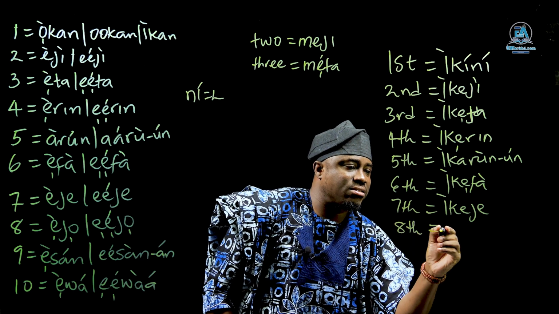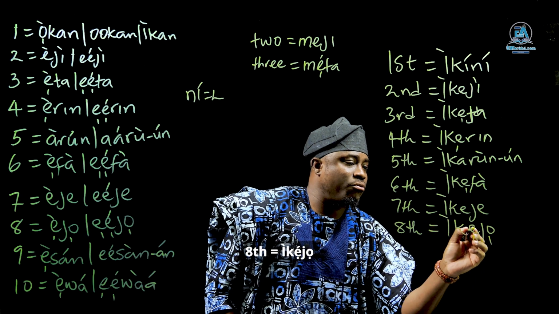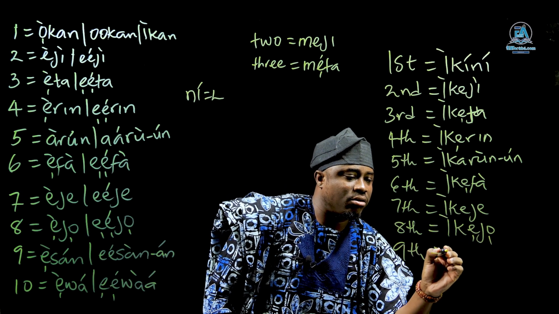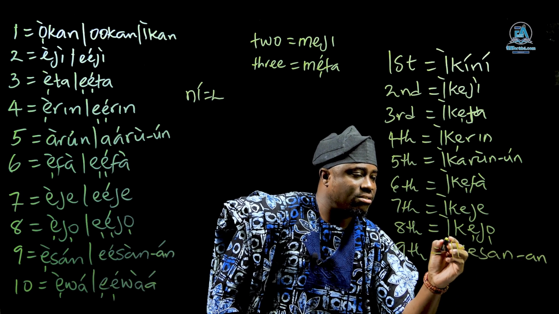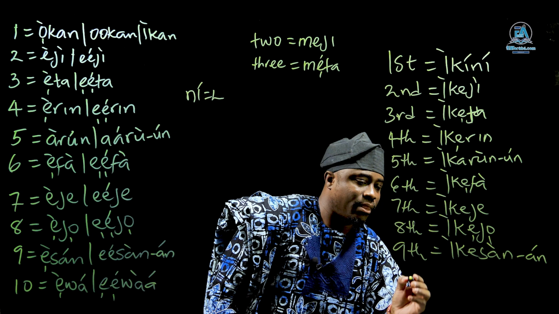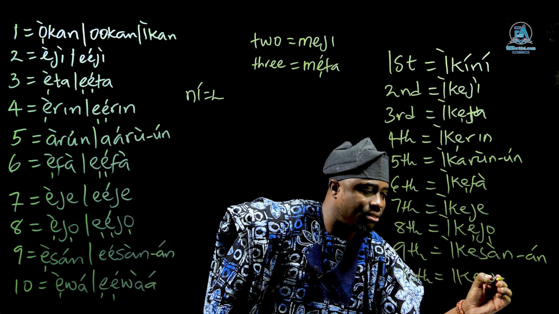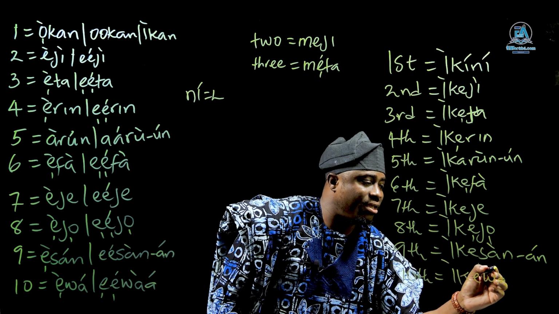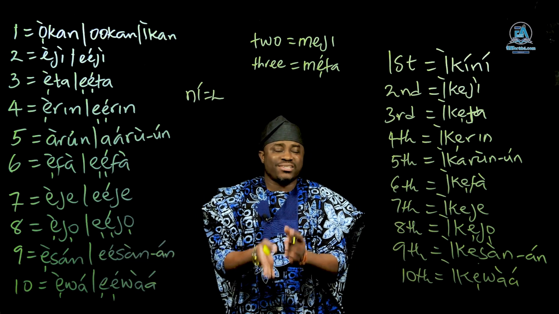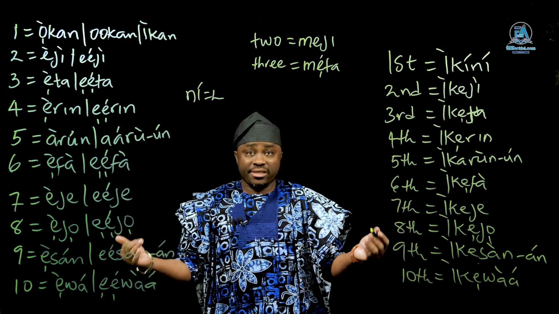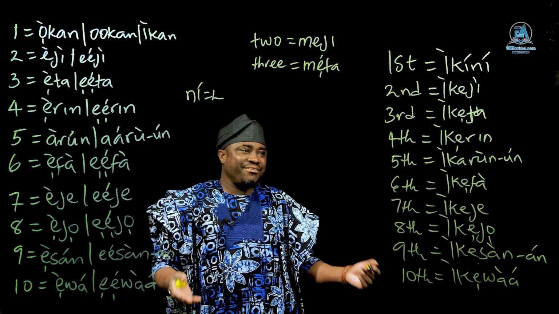Eighth is ìkẹjọ. Ninth becomes ìkẹsàn. Then 10th becomes ìkẹwàá. Now, that's how to achieve that. Just put first, ìkíní. Second, ìkejì. Third, ìkẹta, ìkẹrin.